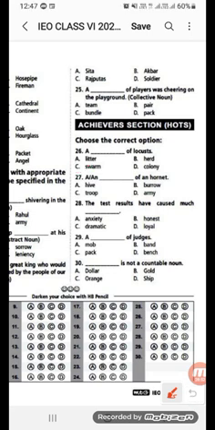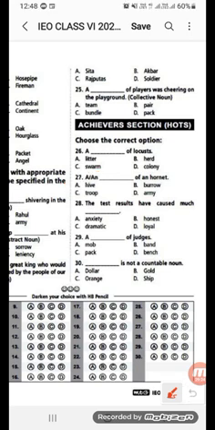Next is number 27. A or an, dash of hornets. Hornet is a black and yellow flying insect that has a very powerful sting. So the correct answer will be hive. A hive of hornets.